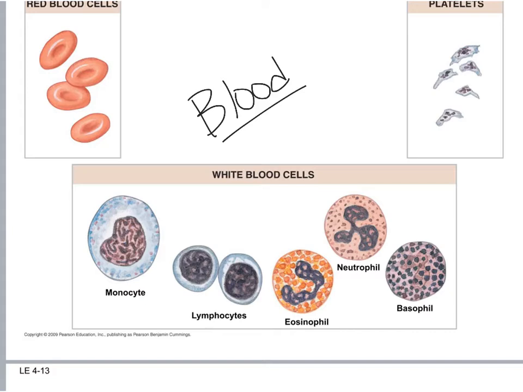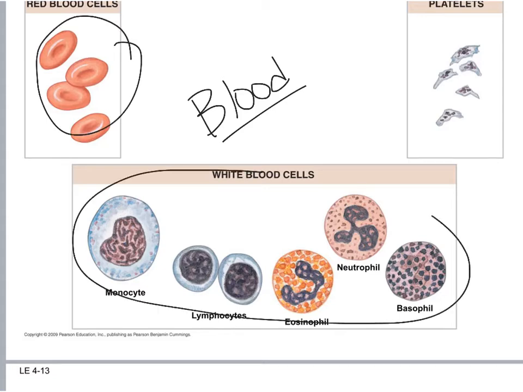We had connective tissue proper, and then we had fluid. We know this is blood because you can see the different blood cells. There's the red blood cells. These are the red blood cells. These are all the white blood cells, and these are platelets. Those are all things that can be found in your blood. There's other fluid connective tissues which we're going to talk about, like the interstitial fluid and lymph, but we'll look at that in lecture.